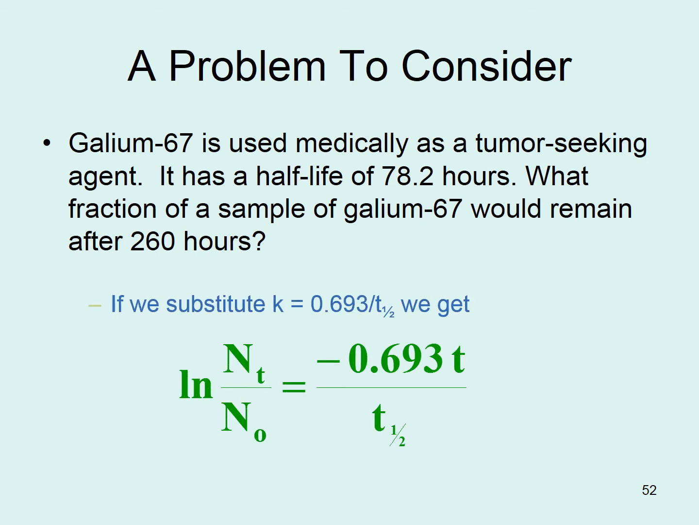So here's our first order law. First of all, in place of k, we just substituted 0.693 divided by t1/2. So we just substituted that straight into this equation. And then if we end up finding N_t over N_0, we'll have found the fraction of sample remaining. So the amount at time t divided by the initial amount is the fraction remaining. Okay, so if we plug t in, 260 hours, we plug t1/2 in, which is 78.2 hours, into this equation. Make sure that they're the same units.